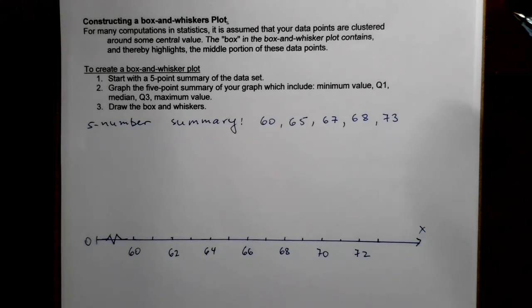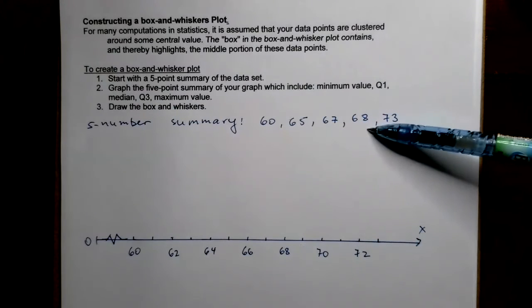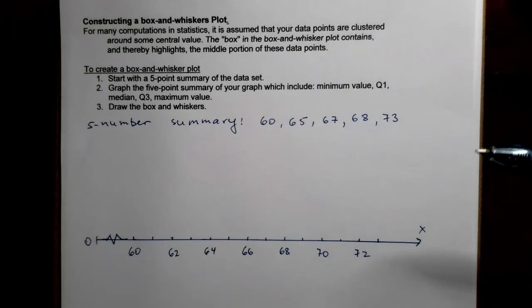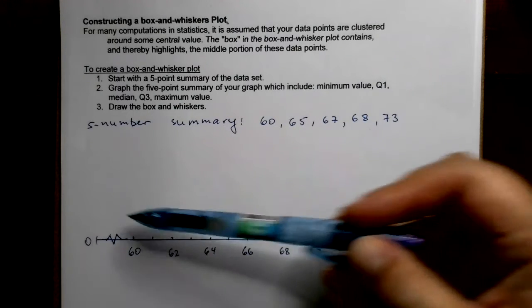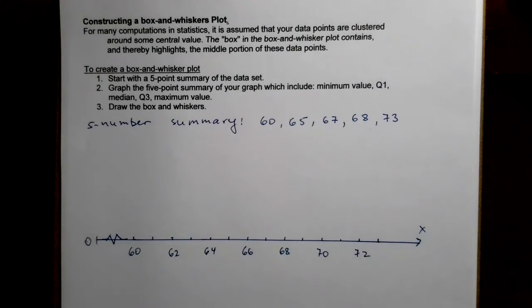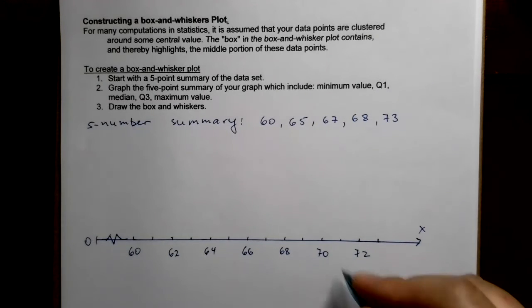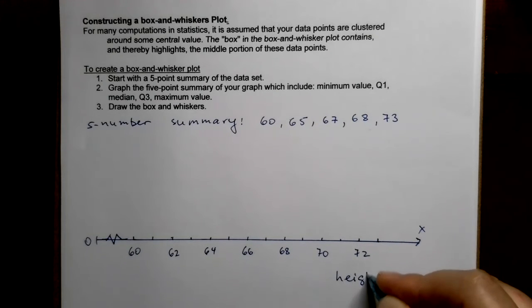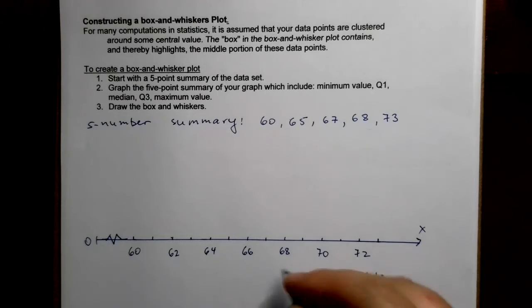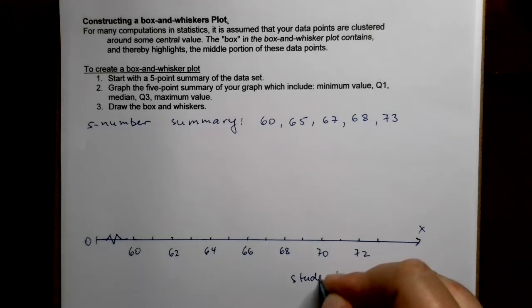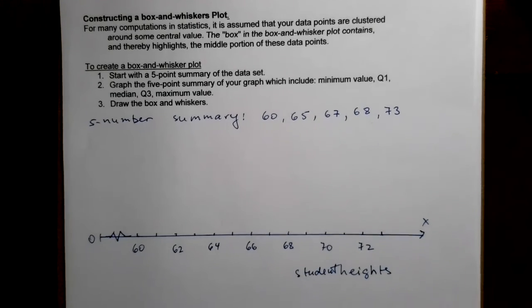Okay, so here I have my 5-number summary for my data. And what I need is a number line. I don't actually need the y-axis, just one axis. And by the way, I just want to mention right now that a box plot is used for only one variable data. Just like our heights, there is only one variable, the heights. And let's label that: student heights is what this variable represents.